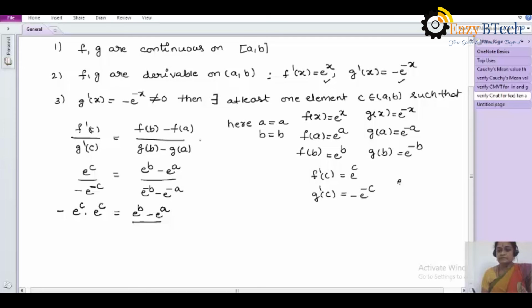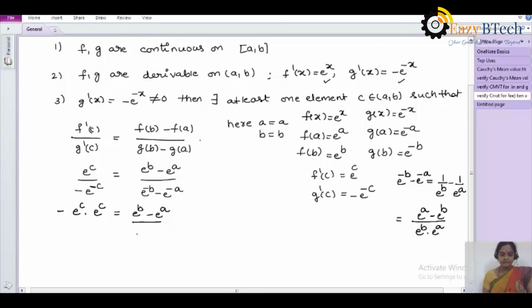e^(-b) - e^(-a). So e^(-b) is 1 by e^b, minus e^a. Okay, students. Now finding the LCM here, e^b times e^a is the LCM. Then the numerator term is e^a - e^b. Okay, I hope you understood here.